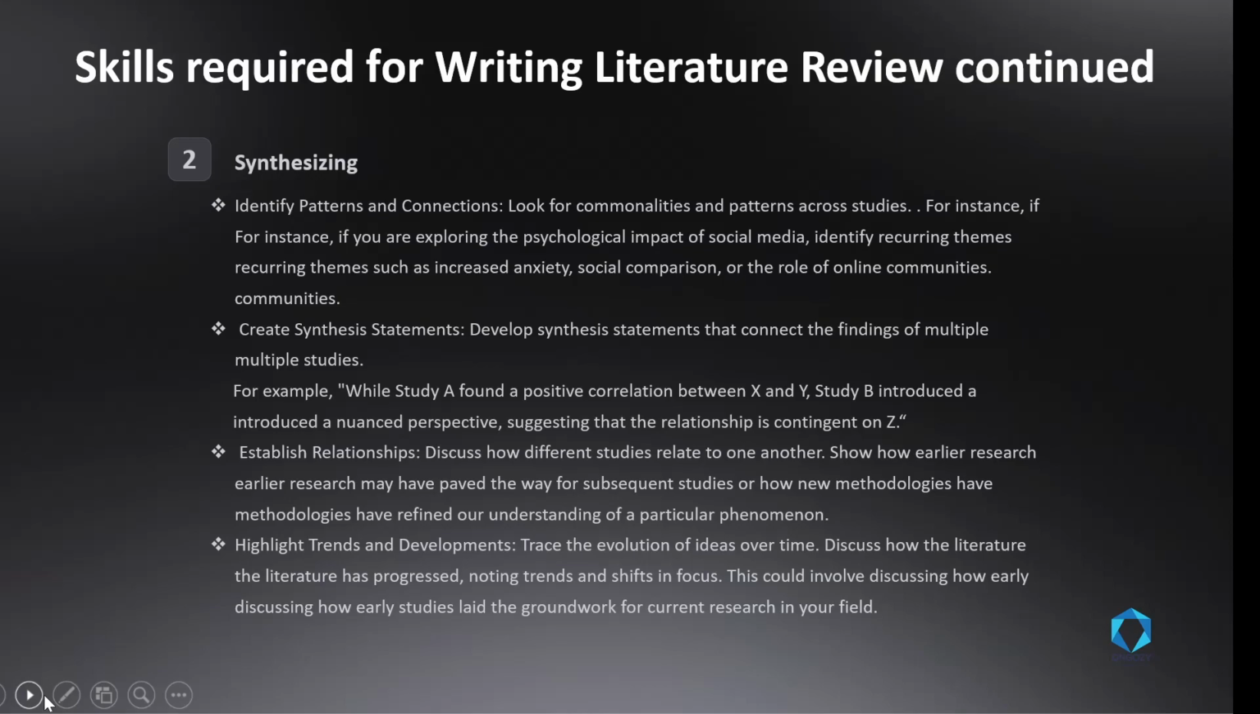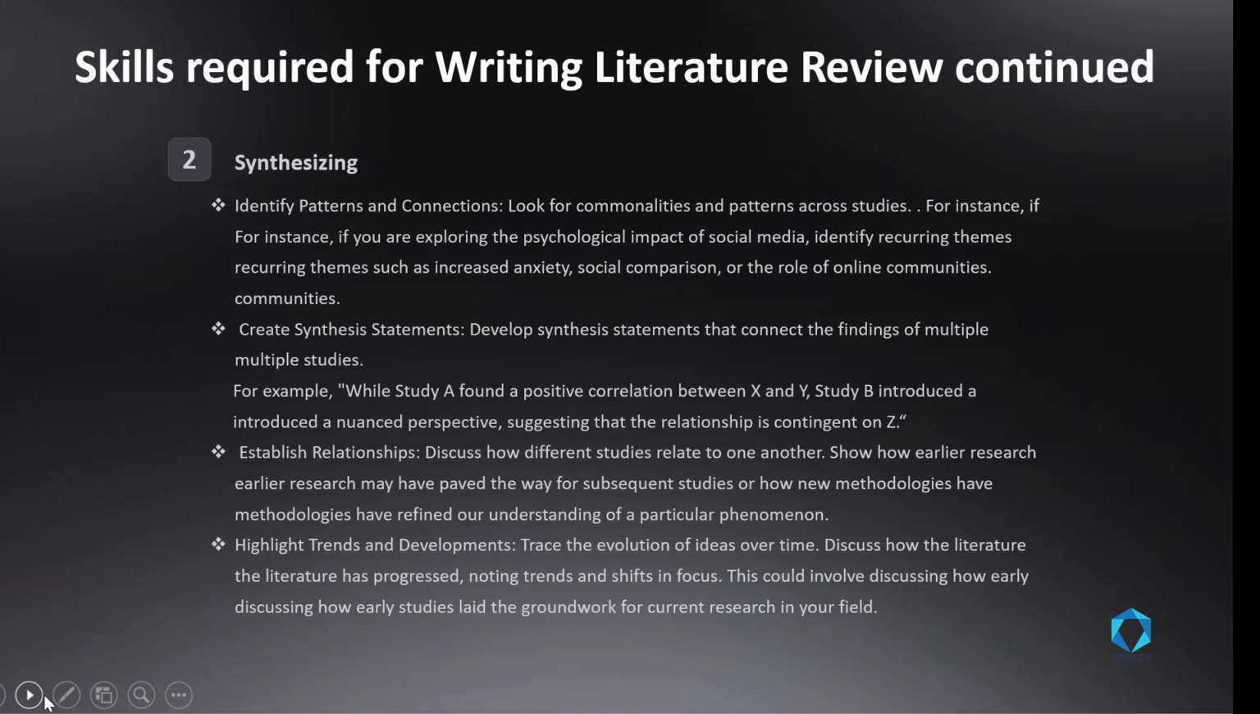It is a statement that connects one study to the other. You have multiple studies. Maybe you have like 5 authors, like 5 journals. You connect the information you're getting from this study to the other in terms of the findings, in terms of methodologies. You look for a connecting statement. For example, you can say, well, study A found a positive correlation between X and Y. Study B introduced a nuanced perspective, suggesting that the relationship is contingent on Z. You see, you are using 3 studies and you have synthesized them. You have brought them in using one statement.